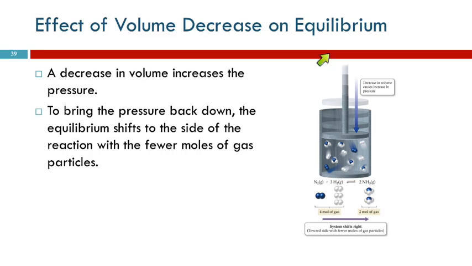So if we push down on this piston and decrease the volume, that's going to increase the pressure. The system wants to counteract that, fight against it, lower the pressure. On this side, there's 4 moles of gas. On that side, there's 2 moles. If the reaction shifts to the right, it'll have fewer particles of gas and it can reduce the pressure. Does that make sense?